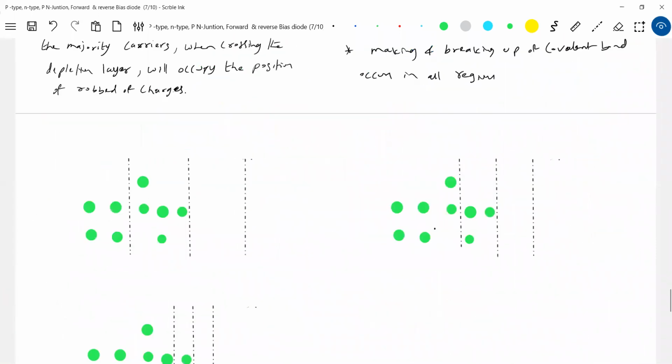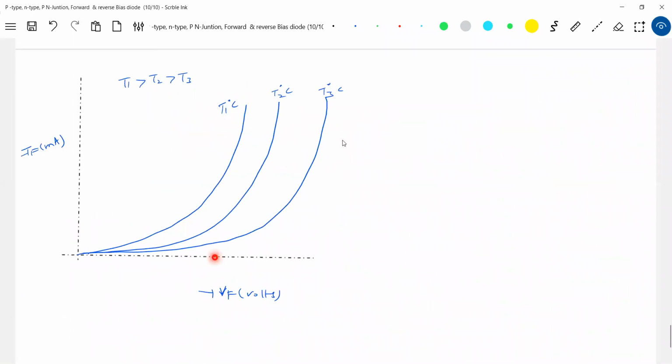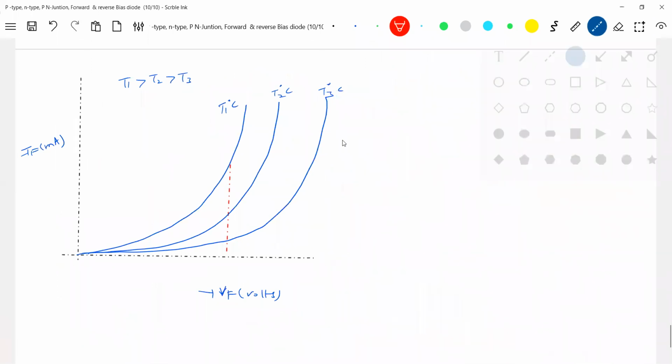So come to this. For a given voltage, you have to draw a line like this, a vertical line. So for a given bias voltage, as you increase temperature, more majority carriers will cross. Therefore, shall I put T1 greater than T2 greater than T3? Here, for a given bias voltage at temperature T3, few majority carriers were crossing. As you increase temperature, the number of majority carriers crossing will increase.